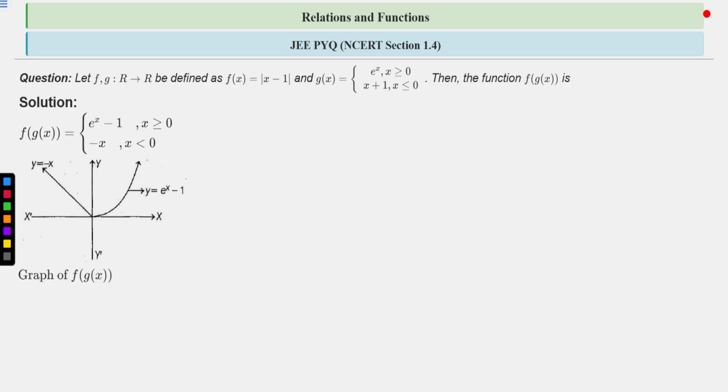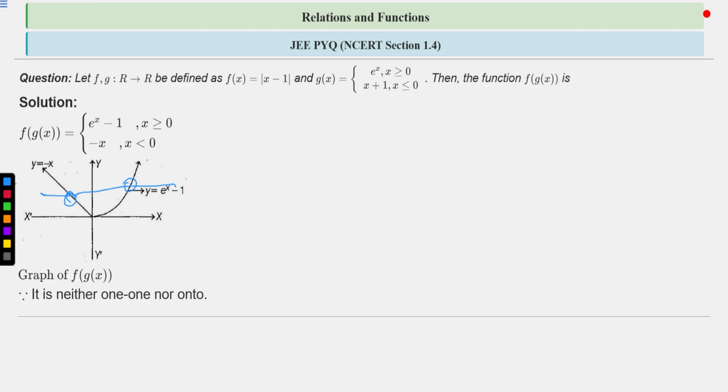So when you draw the graph of f of g(x), you get this graph, right? It is y equal to e to the power x minus 1 when x is greater than or equal to 0, and y equal to minus x when x is less than 0. This is the graph of f of g(x). Therefore we can say that the function is neither one-one nor onto. Why? Because for one-one, if we draw any line parallel to the x-axis, it cuts the curve at two points. Clear? So it is not one-one.